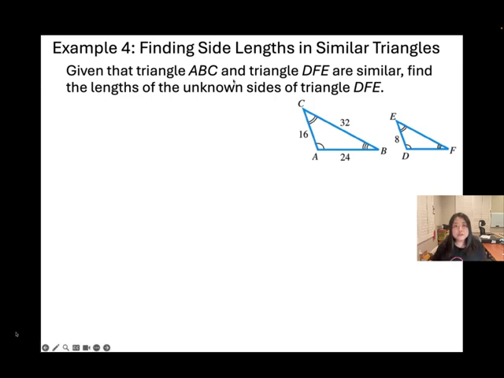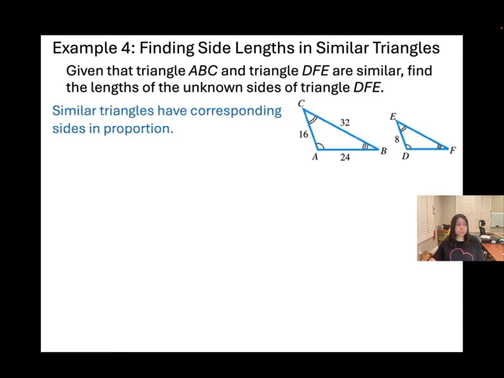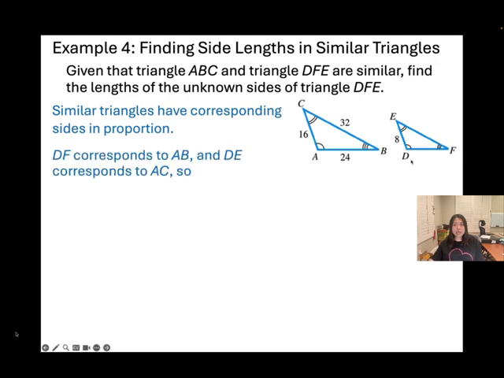Example 4. Finding side length in similar triangles. Given that triangle ABC and triangle DEF are similar, find the length of the unknown sides of the triangle. Similar triangles have corresponding sides in proportion. So we could say DF corresponds to AB and DE corresponds to AC. So we could write it down: DE over AC equals DF over AB.